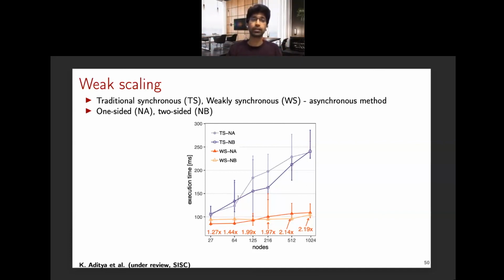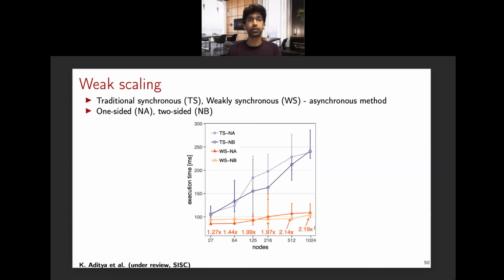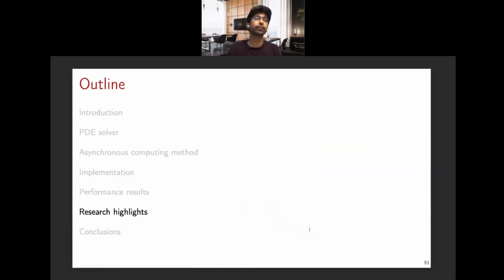If you do things in the traditional synchronous fashion, which is TS, the purple curves, you see that you are not maintaining a flat line, but it deviates from the flat line. And when you do the same thing asynchronously, it remains nearly flat. And the speed up that you expect between the synchronous and asynchronous case is the 2x speed up. Okay, right. And as you move towards exascale, these numbers will become much bigger. That means you can expect faster and faster solutions with asynchronous computing.